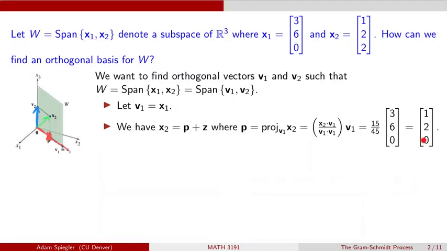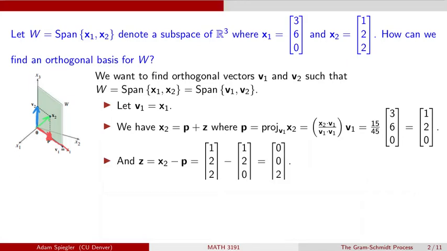And this is not the second basis vector that I want to pick because this vector is parallel to v1. So these two vectors do not span W. But what I can do now that I've got this orthogonal projection is figure out what the complement to that orthogonal projection is. And this complement is going to be perpendicular, it's going to be orthogonal to p.